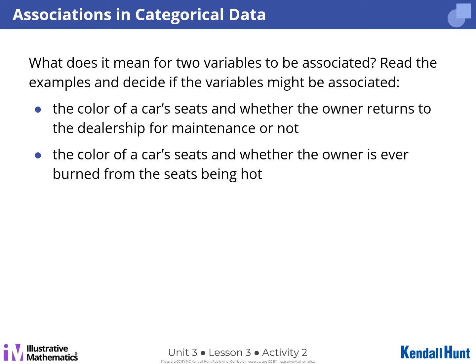What does it mean for two variables to be associated? Let's read these examples and decide if the variables might be associated or not. The color of a car's seats and whether that owner takes the car to the dealership for maintenance or not. Or comparing the color of a car's seats and whether the owner is ever burned from the seats being too hot. What do you think? Which of these is a better picture of association?